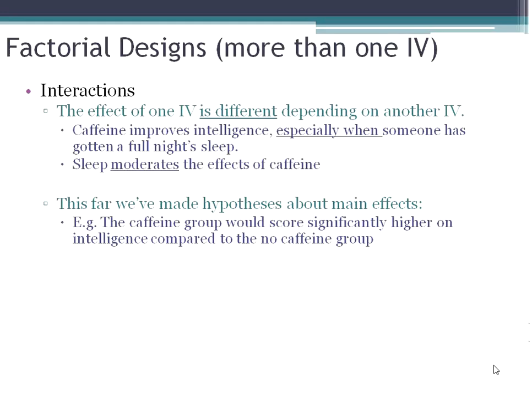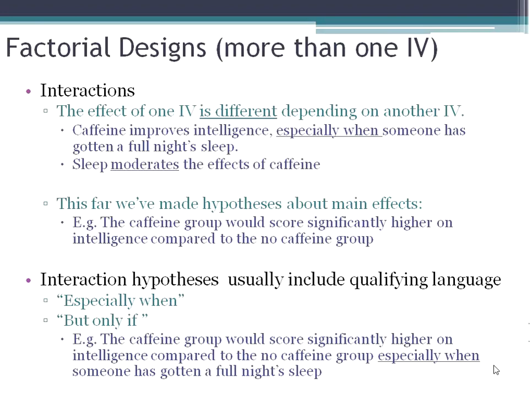So far we've talked about hypotheses about main effects, right? Is the caffeine group going to score higher compared to no caffeine group? Are the people who wrote about social inclusion going to rate the room as warmer compared to the people who wrote about social exclusion? These are all main effect questions. Interaction hypotheses usually involve this moderating or qualifying language. So if you're making a hypothesis where you're saying there's an effect of X on Y, especially when this happens, or only when this happens. This kind of language indicates an interaction hypothesis, that one independent variable is moderating the effectiveness of the other independent variable on the dependent variable.